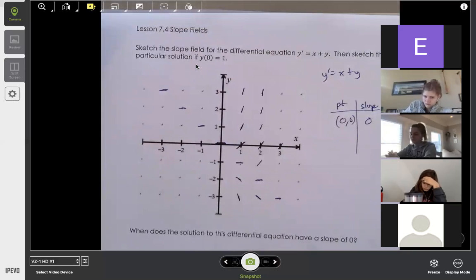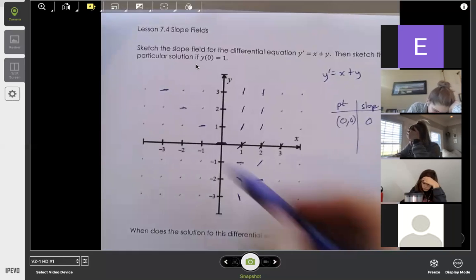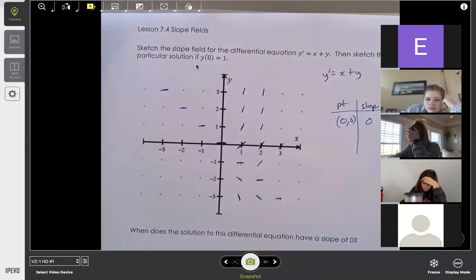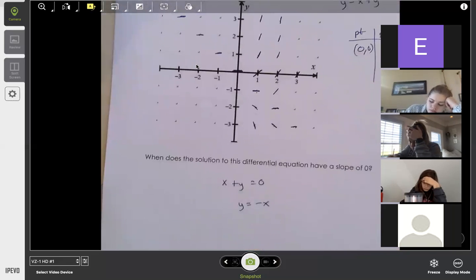It says, when does the solution to this differential equation have a slope of 0? I kind of just talked about that. It's when x plus y equals 0, so y is the opposite of x. So that's along that diagonal line. That's when it would be 0. Questions so far, guys? Is this making sense?